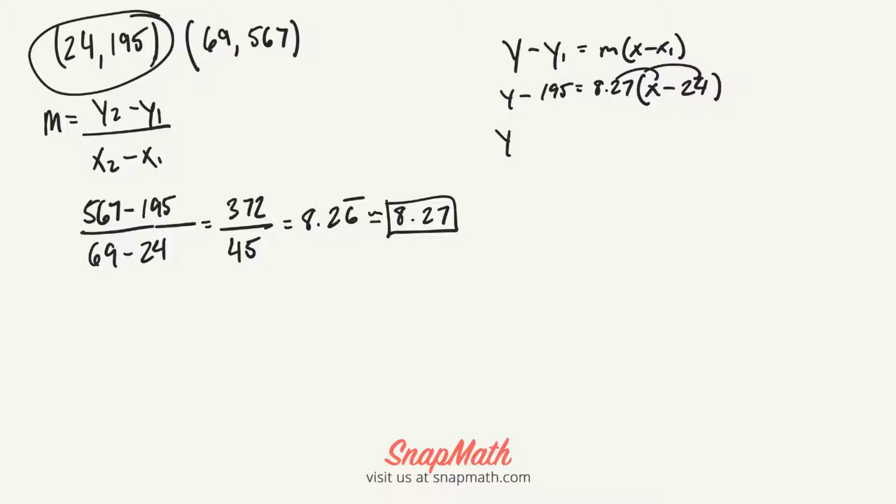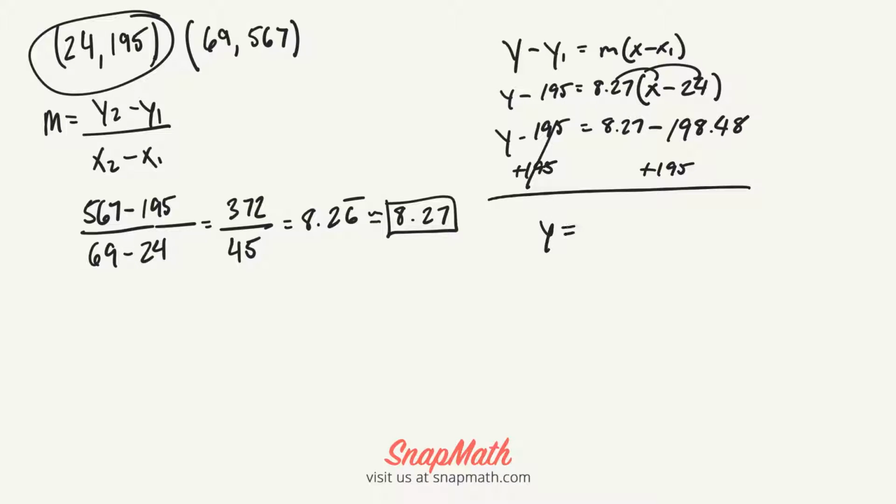Next thing is we're just going to solve. We're going to distribute that 8.27. So it'll be 8.27x minus 198.48. All right, and then we just add the 195 over, and our linear model will be y equals 8.27x minus 3.48.